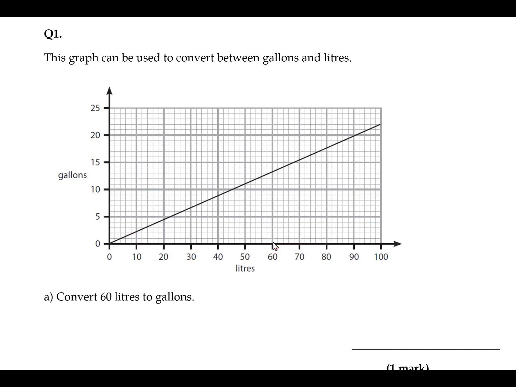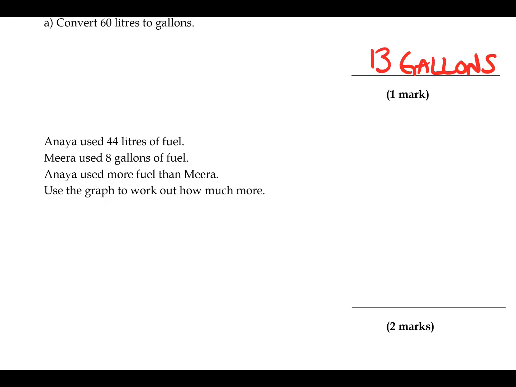So go to the 60, draw a line up, and then, using a very accurate ruler, go across. So we've got 10, 11, 12, 13 gallons. Don't forget your units. Anya used 44 litres of fuel. Mira used 8 gallons of fuel. Anya used more fuel than Mira. Use the graph to work out how much more.